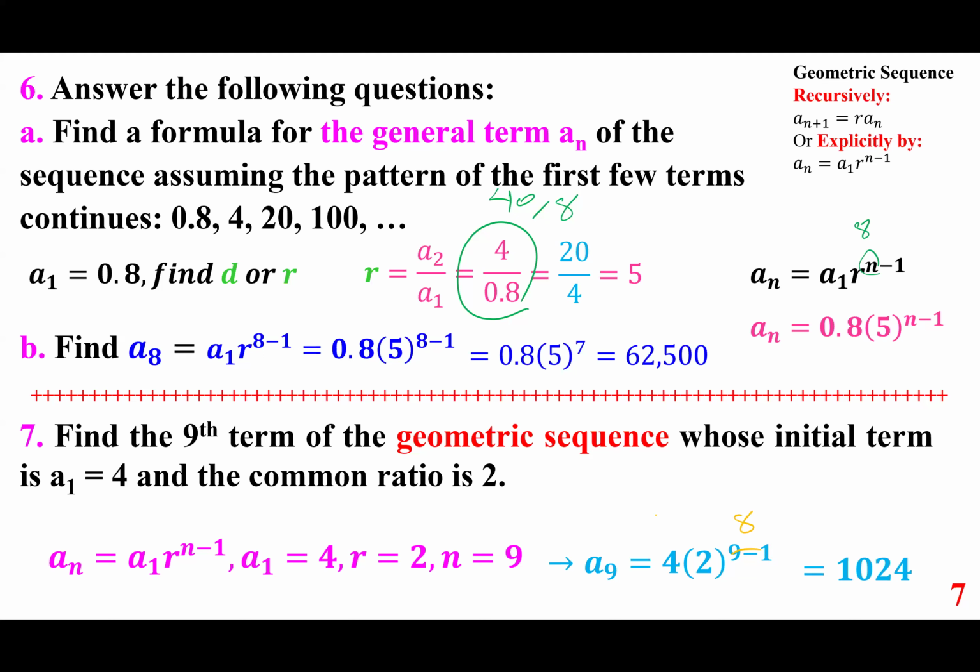1024. It's very straightforward, everybody. It's simple.